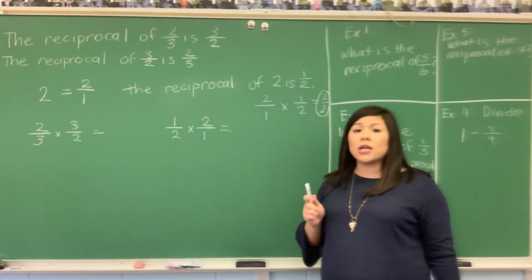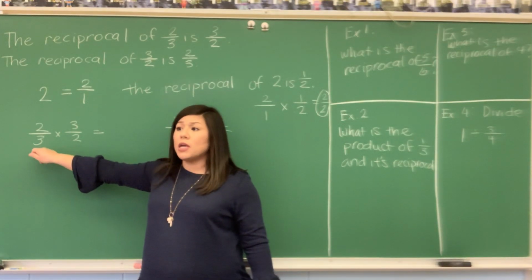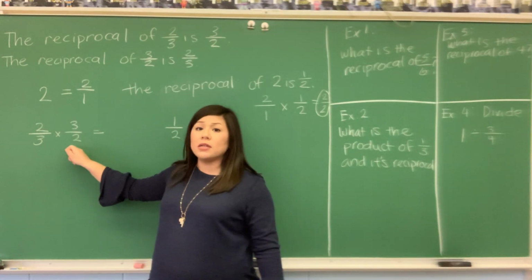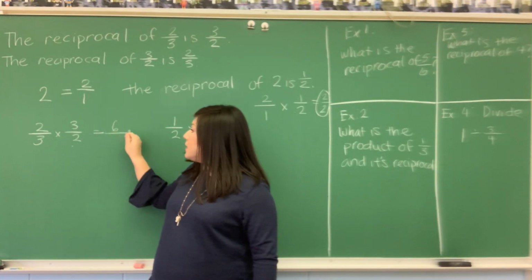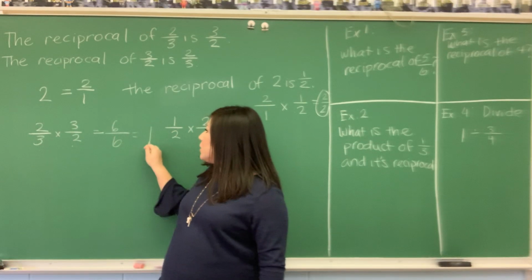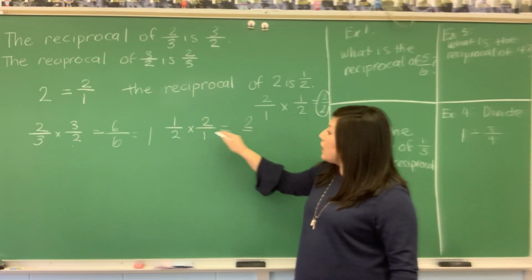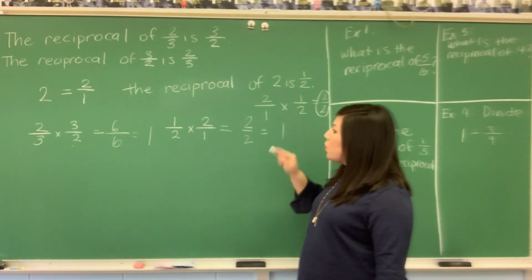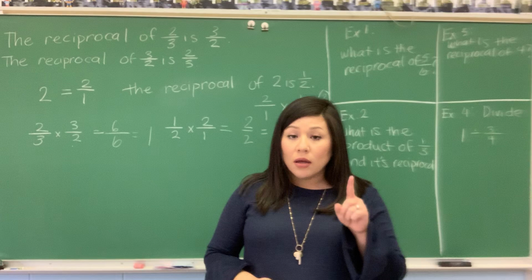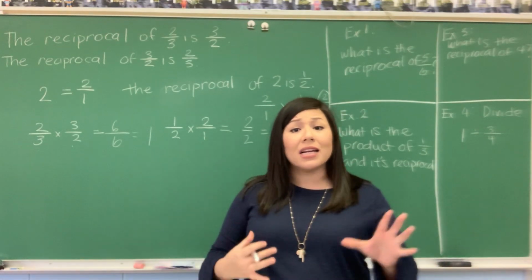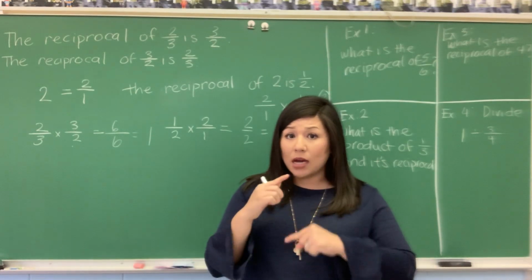Let's look here: 2/3 times 3/2. The reciprocal of 2/3 is 3/2. Let's multiply this together, and you're going to see what I mean. 2 times 3 is 6, 3 times 2 is 6. Notice how this equals 1. Let's look at the next one: 1 times 2 is 2, and 2 times 1 is 2. That equals 1. Again, the product of any number and its reciprocal is 1. Reciprocal meaning just switching the numerator and denominator.